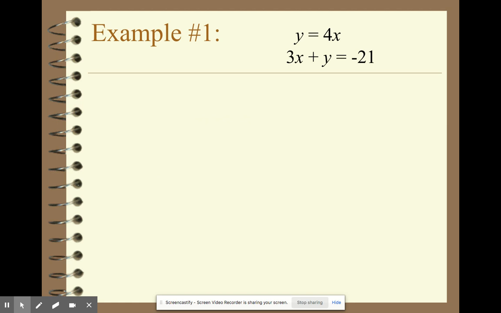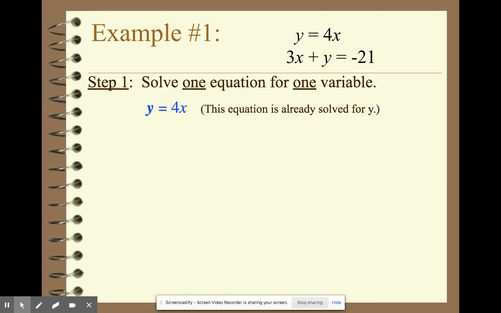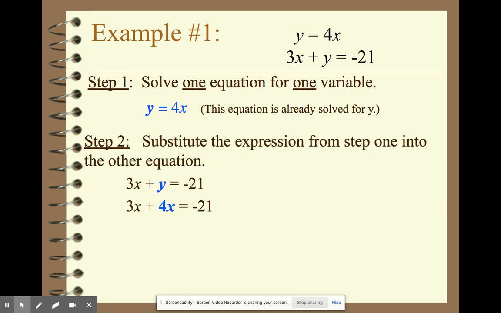Example one, you have two equations, y equals 4x and 3x plus y equals negative 21. Step one is solve one equation for one variable. Luckily, we already have a variable that is solved for, right? y equals 4x. This equation is already solved for y. So we can go straight to step two, substitute the expression from step one into the other equation. We're going to use 4x because we know that y is 4x. So in that second equation, we're going to substitute out y for what we know it is, which is 4x.